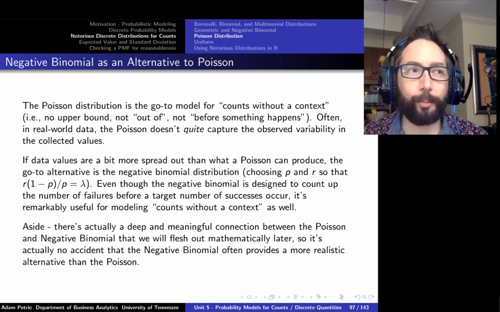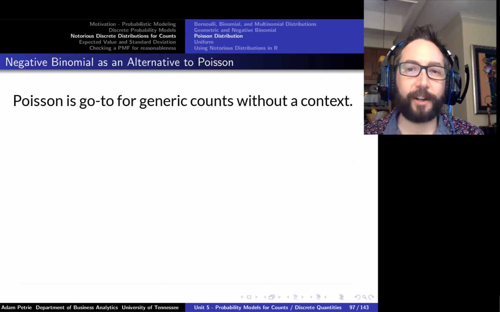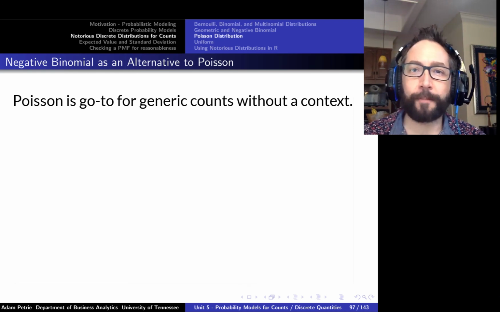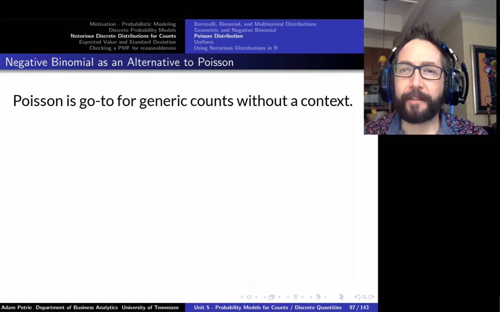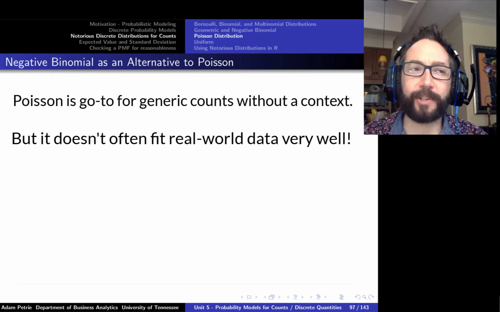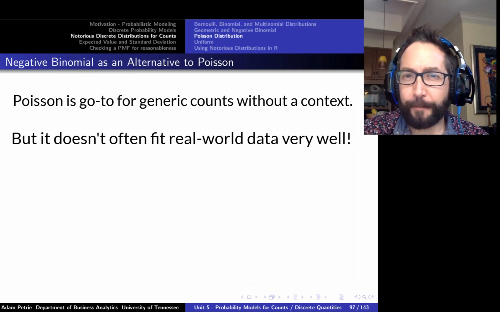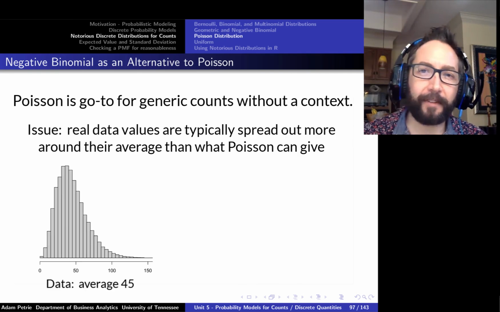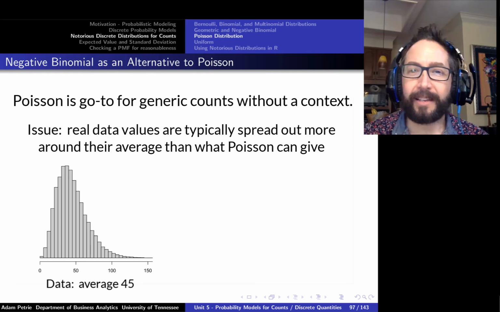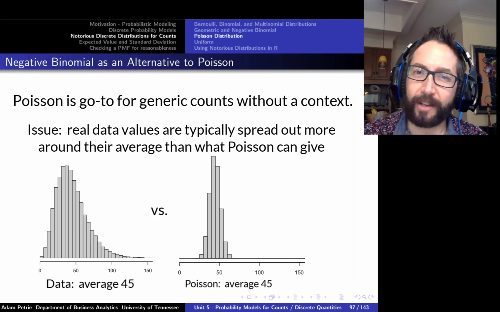All right, so that Poisson distribution is really our go-to model for counts in business analytics and really just science in general. But what people have discovered is that very often the Poisson distribution doesn't quite cut it. It turns out that for real-world data, very often the variation in values, the range of values that we see, is a little bit bigger than what the Poisson distribution can really give us.